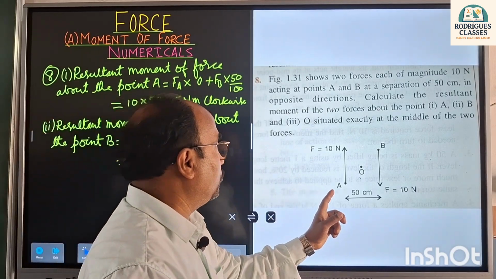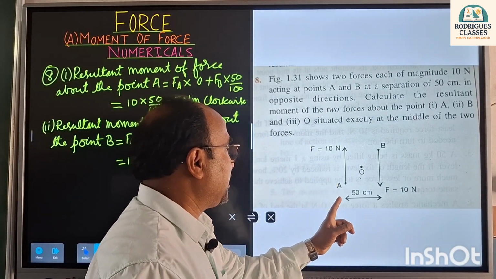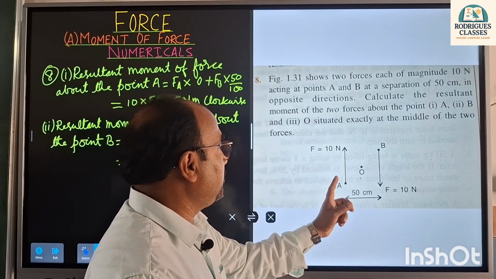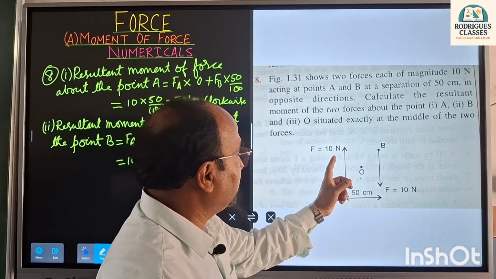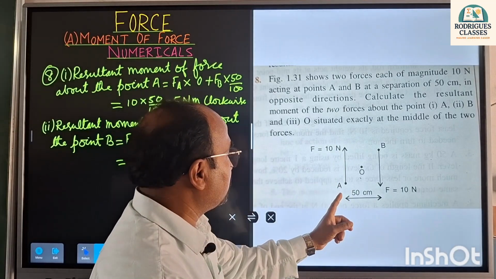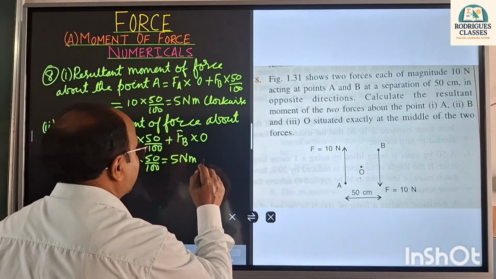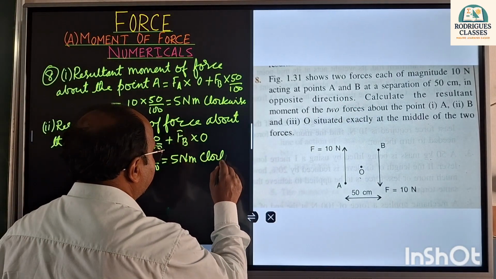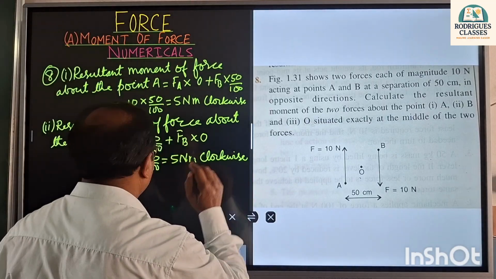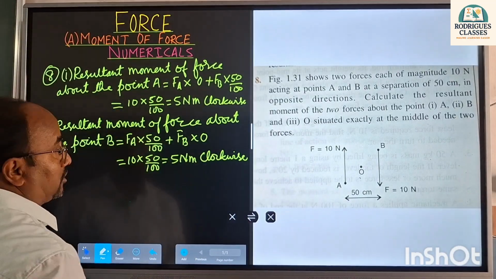Now look at this force which is here, this is acting in the upward direction, so it will try to turn it about the point B. It will try to turn it like this, so that will give us clockwise. So this we have got.